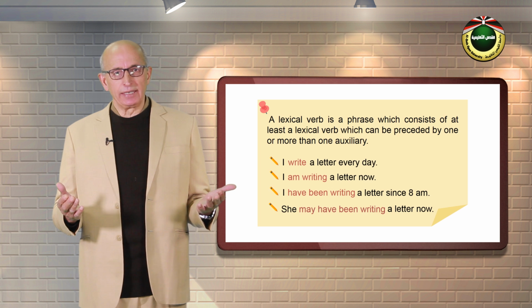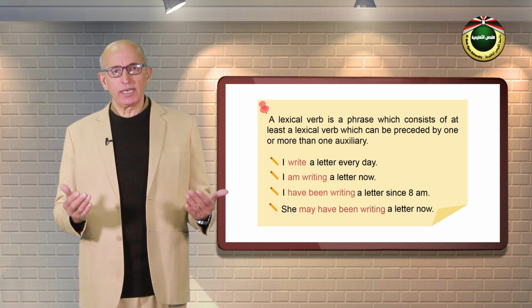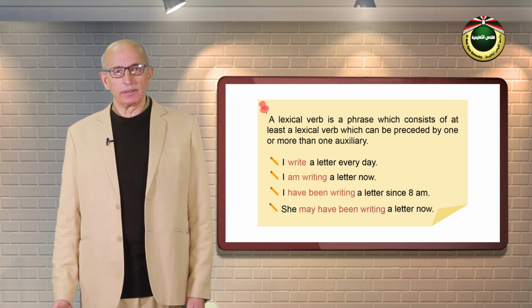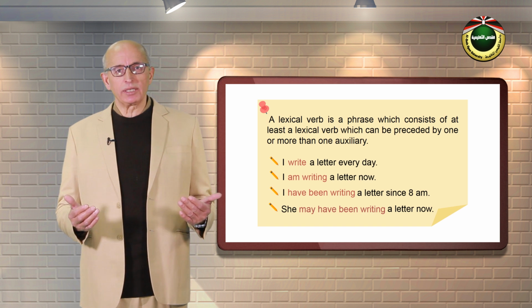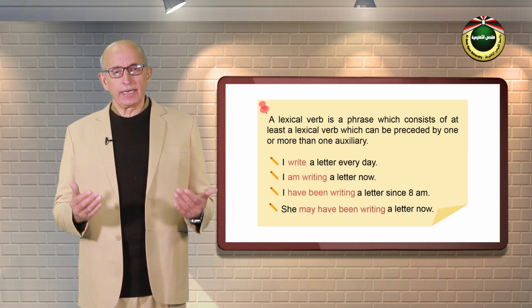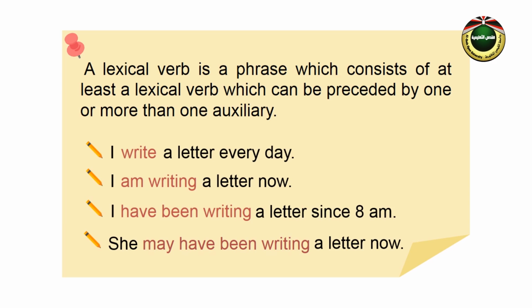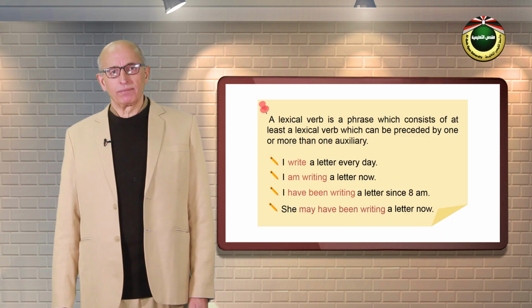As we can see, a verb phrase can consist of just one word, as is the case in sentence number one, where we just have the word write. Or it can consist of two, three, or even four words. Look at sentence number four. The verb phrase consists of four words, which are may, have, been, and writing.